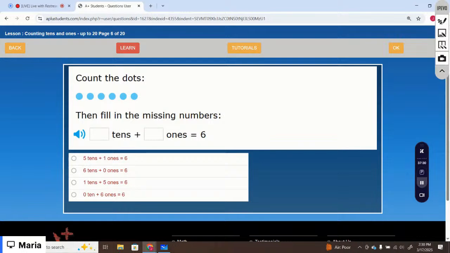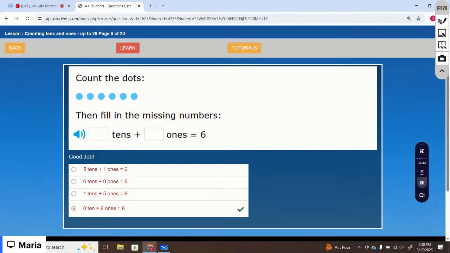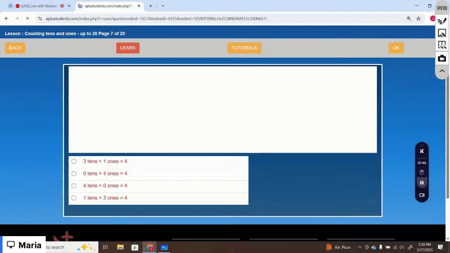Count the dots. That is zero tens and six ones. The last option is the correct option.